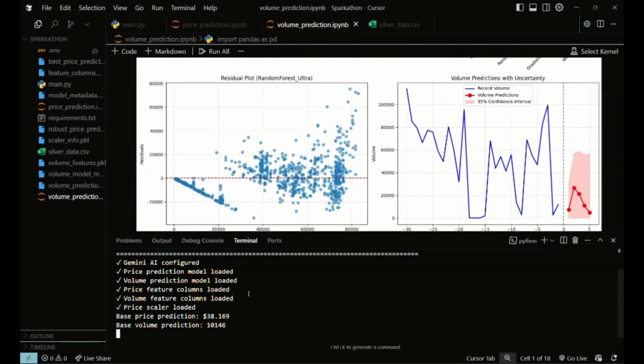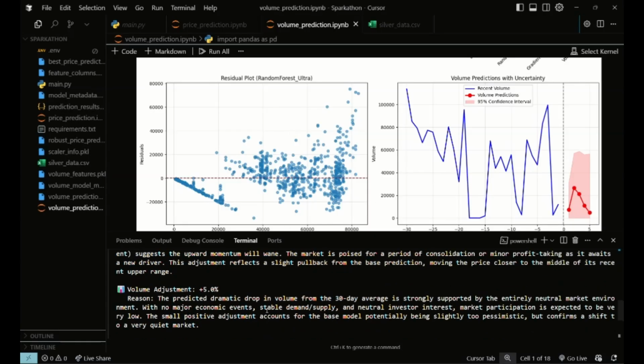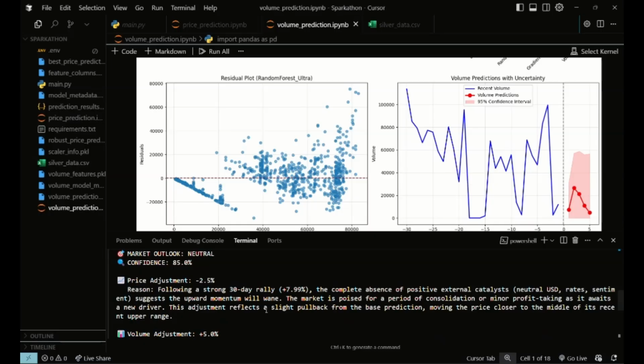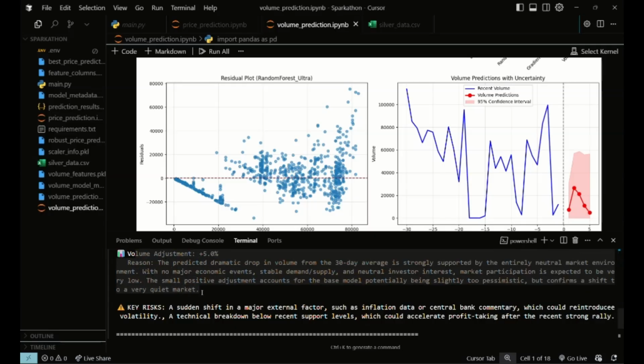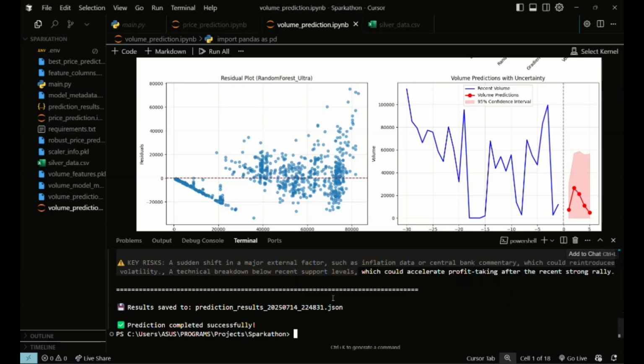So let's see the output of the LLM. So this is the LLM output, and here is the result. On the basis of the external factor, as the silver prices depend on the market situation, we have used the external factor, and here is the final outcome performed by the LLM on the basis of the adjustment.